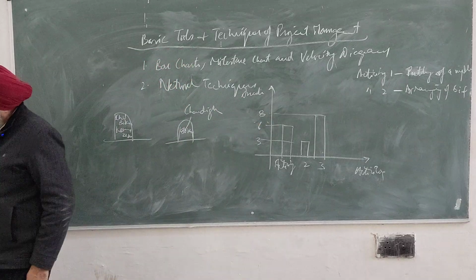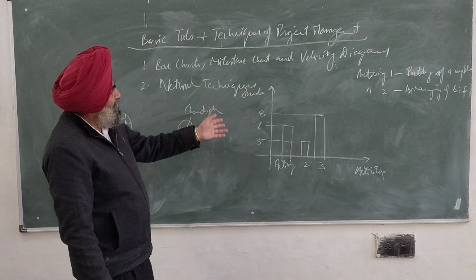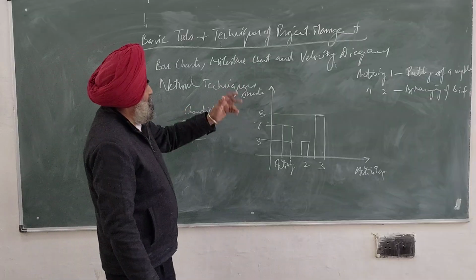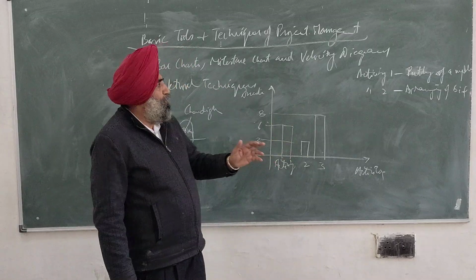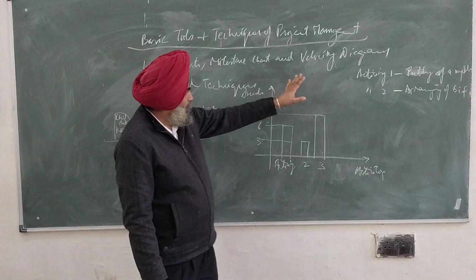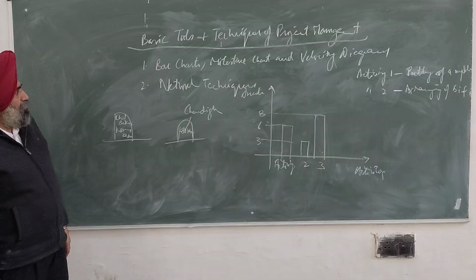Similarly, we have the velocity diagram. When we require a series of activities for a crew working in a given sequence, for that we require this velocity diagram technique or model.